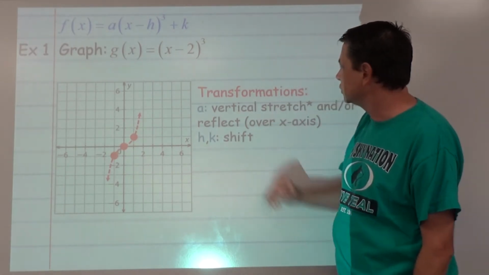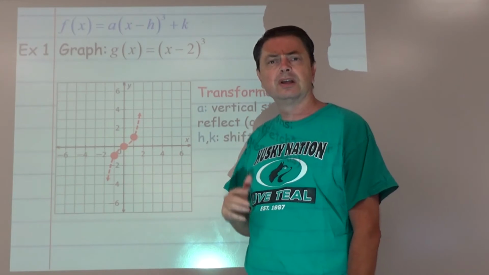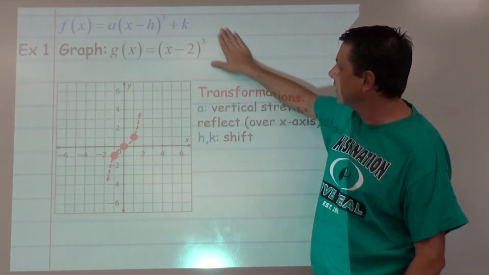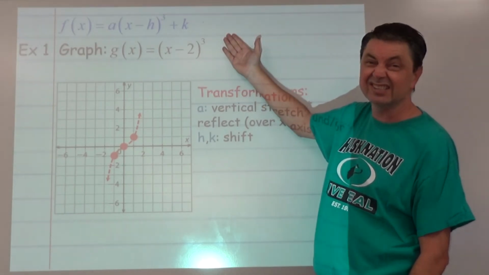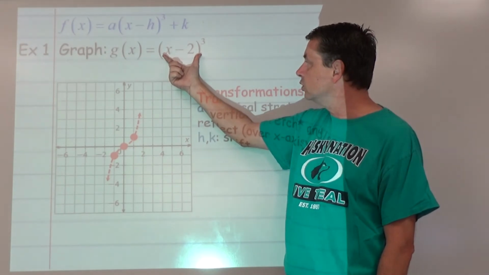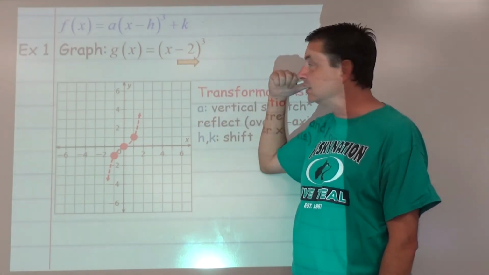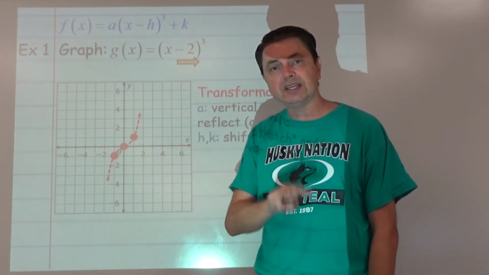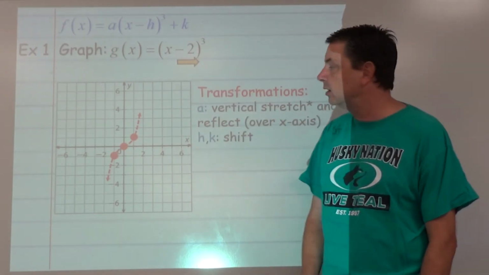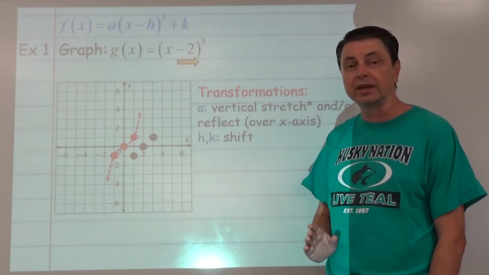So here we go. Do we have any a value here? No, a is 1, so no worries there. We can go right to our hk shift. Nothing out here. I think k is 0. So what's our shift here? H is going to be 2. Think opposite. That's going to mean we're going to shift right 2. So we're going to take our 3 key points and drag them all 2 spaces to the right on the graph. And then we just got to draw the nice shape.